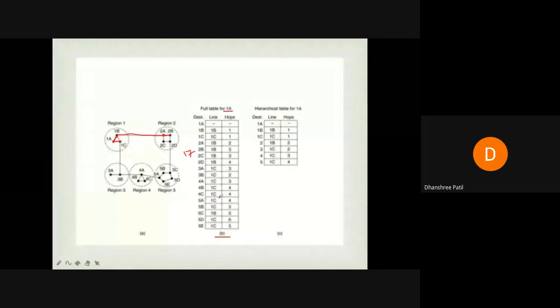So this is the condition without using hierarchical routing. Now suppose these are divided into a number of regions, like this: region 1, region 2, 3, 4 and 5. Now what will happen? The same table for 1A will be reduced to these entries. Now you can see here 1A to 1A, so no hop is required. 1A to 1B, 1 hop, then 1A to 1C, this one, that is 1, then this again.